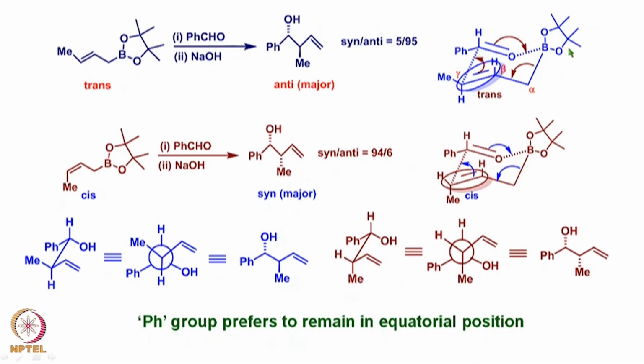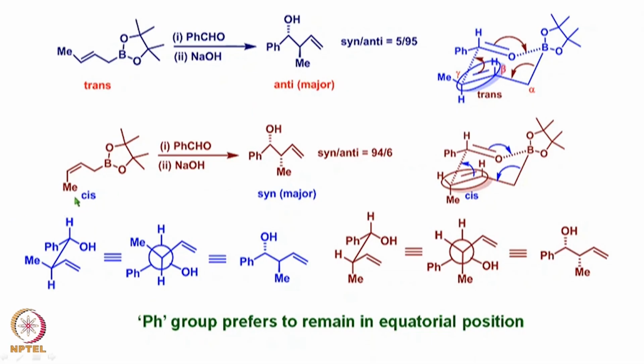Now we look at the transition state, which is like this, in which the benzaldehyde is oriented in such a way that the phenyl group is equatorially placed, and then the oxygen interacts with the boron of the allyl boronate, which has a trans double bond as shown here. In this condition, then the carbon-carbon bond formation takes place, and of course that leads to the formation of the anti as the major product.